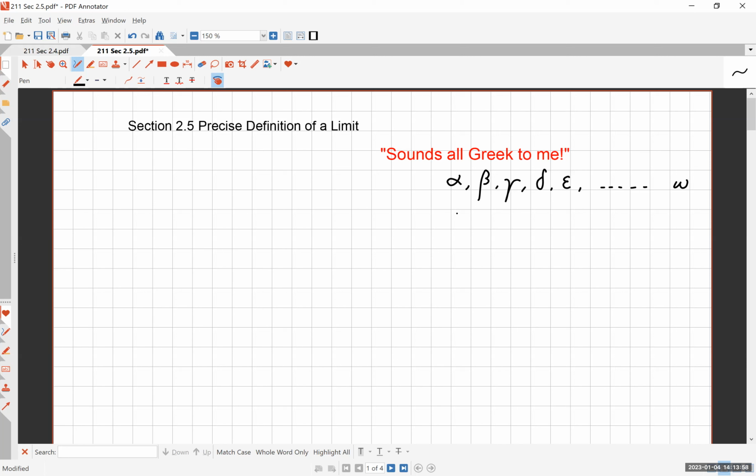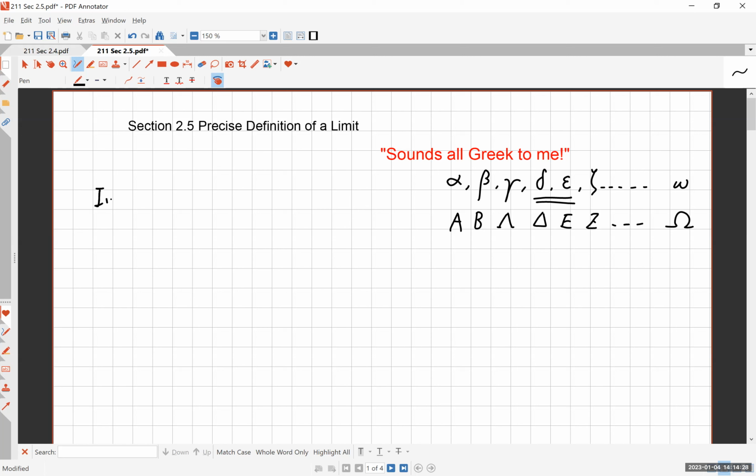The capital letters are all different. A, B, gamma looks like that. Delta looks like this. Epsilon looks like this. Omega looks like this, and there are a whole bunch of other ones. Okay. The next one, by the way, after epsilon is zeta, which looks like this, or z. Anyway, we are going to use two of these, okay? Delta and epsilon in the definition, the precise definition of a limit.